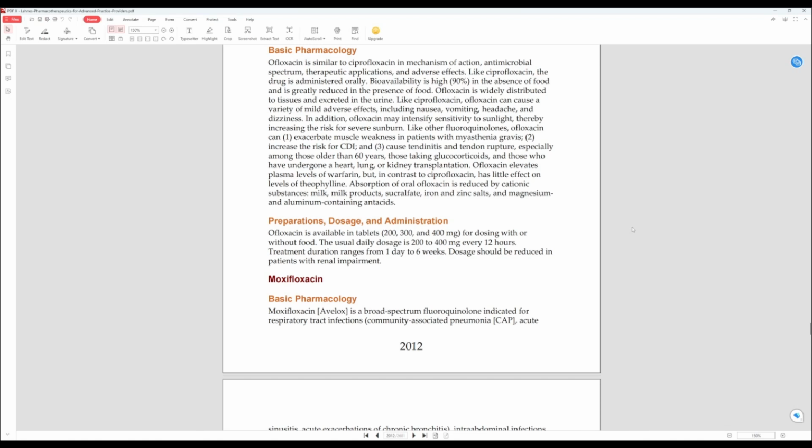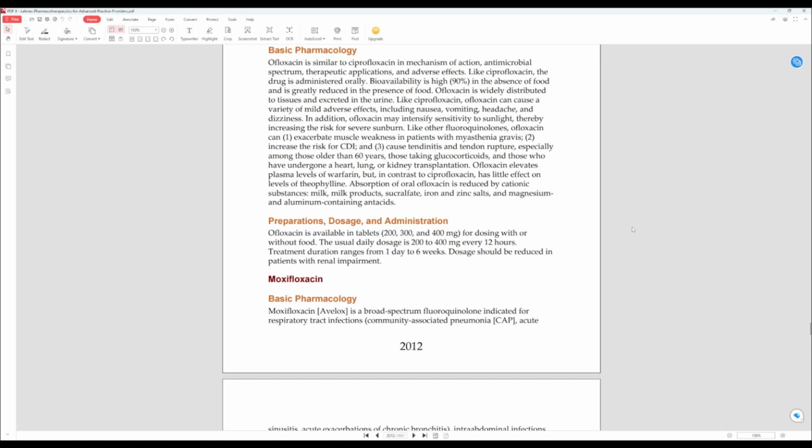Ofloxacin elevates plasma levels of Coumadin, but unlike ciprofloxacin, has little effect on levels of theophylline. Absorption of oral ofloxacin is reduced by cationic substances, such as milk products, sucralfate, iron and zinc salts, and magnesium and aluminum containing antacids.